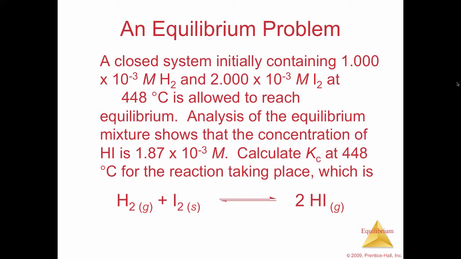A closed system initially containing 1 times 10 to the negative third molar hydrogen and 2 times 10 to the negative third molar iodine at 448 degrees Celsius is allowed to reach equilibrium. Analysis of the equilibrium mixture shows that the concentration of hydrogen iodide is 1.87 times 10 to the negative third molar. Calculate the equilibrium constant at 448 degrees Celsius for the reaction taking place, which is shown here.